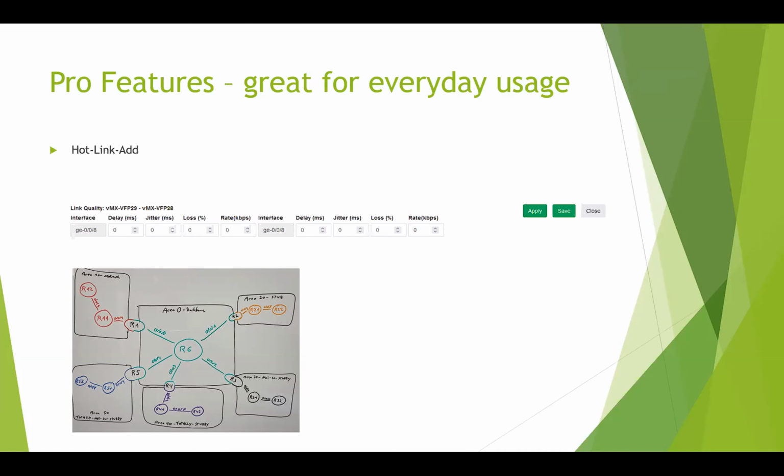So with the community edition, you would have to power at least the 2 devices where you need the link down, and then create the link, power them up. And especially if you're using that every day, that is kind of annoying. So the Pro adds a feature called the hot link add. So you don't need to power down the devices anymore. You can simply drag and drop the link, and there it is.